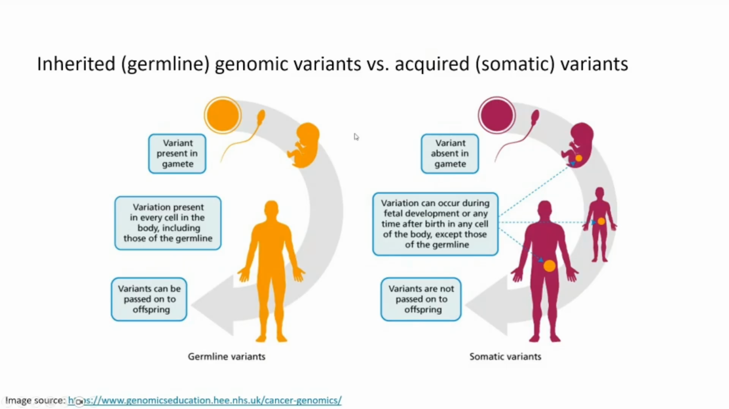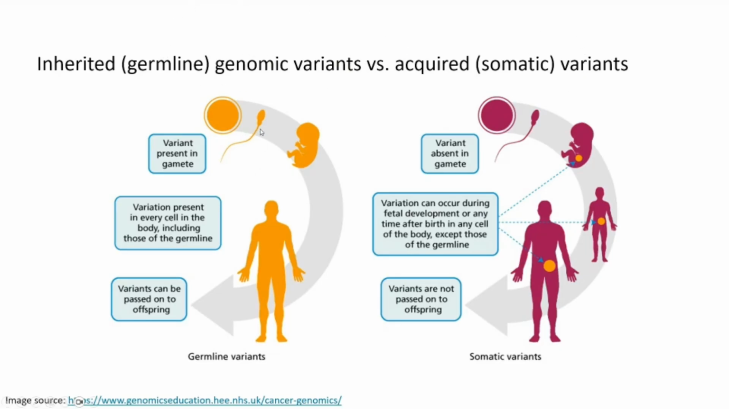For genome sequencing or DNA sequencing, most of the time we want to know what the variants are. Some might use mutations instead of variants to describe the difference between the DNA bases in the samples compared to the reference. So there are two types of genomic variants. One is germline, another one is somatic.